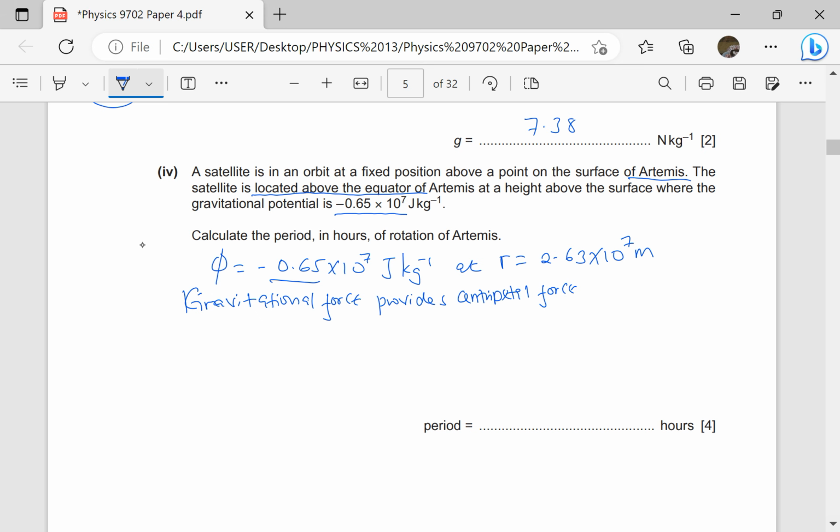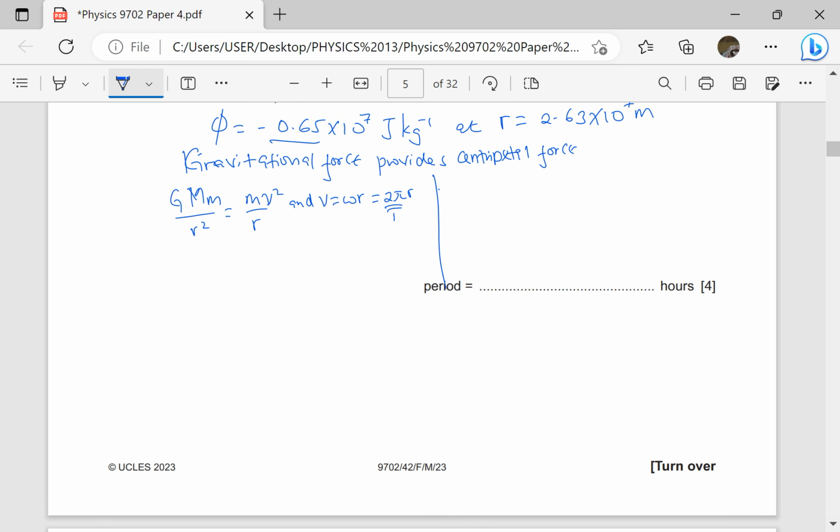What does this imply? It means that G M m over R squared is going to be equal to m v squared divided by R. And you remember that v is equal to omega R, which is 2 pi R over T. So small m has cancelled, one R has cancelled. So I have that G M over r is going to be v squared. I'm squaring 2 pi r over T, so it becomes 4 pi squared r squared over T squared.